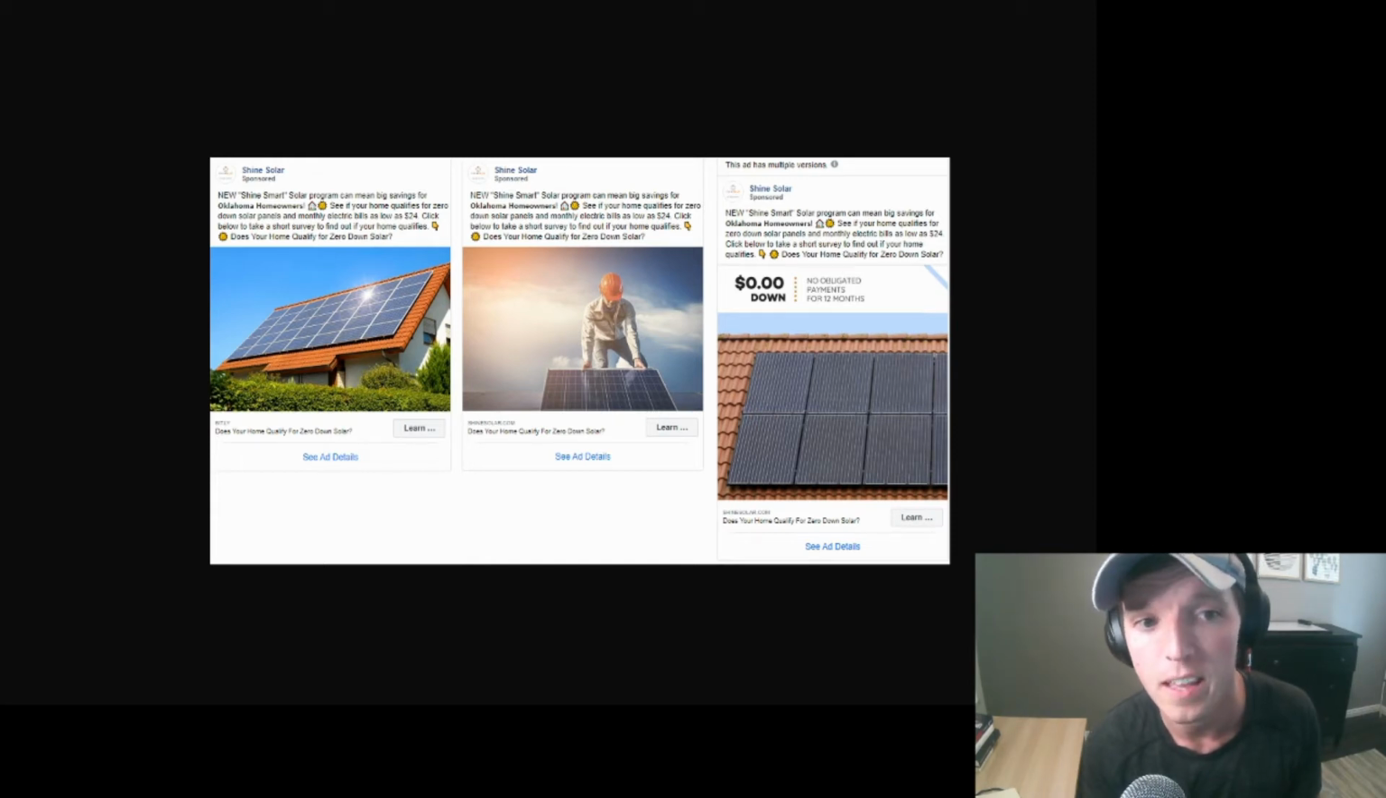We have to make sure, like they did, that they know it's the company's program. It's not a federal program. It's not a state program. So they did that very well. The other thing that they did, you'll notice, is it's not seeing if you qualify. It's seeing if your home qualifies. So that's super important when we're talking to prospects as well as when we're advertising.